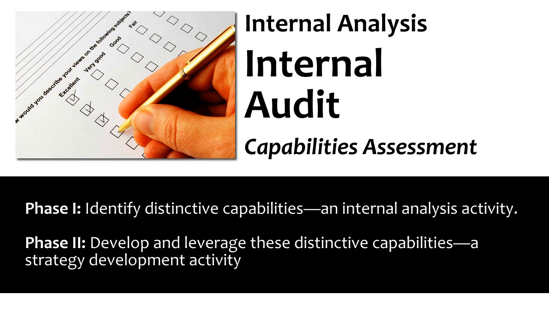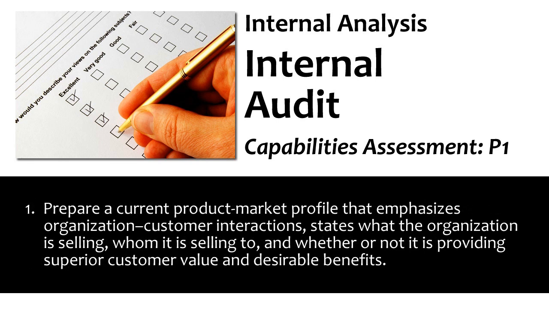Assessment consists of the following two phases. Phase 1, identify distinctive capabilities, an internal analysis activity. And Phase 2, develop and leverage these distinctive capabilities, a strategy development activity. The steps involved in Phase 1, identifying distinctive organizational capabilities, include the following. Number 1, prepare a current product market profile that emphasizes organizational customer interactions, states what the organization is selling, whom it is selling to, and whether or not it is providing superior customer value and desirable benefits.